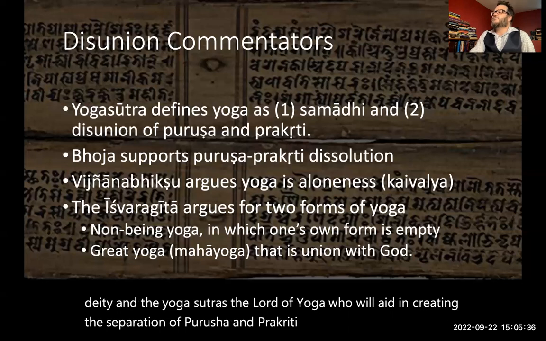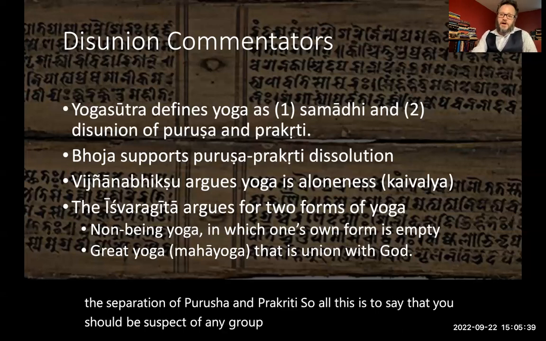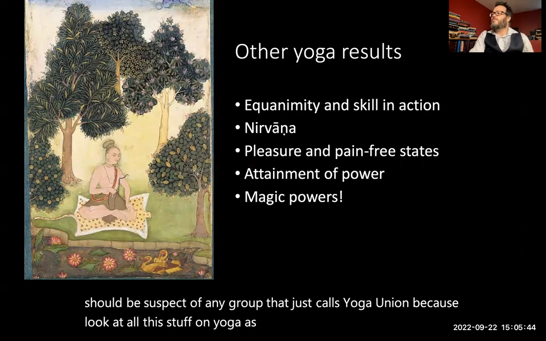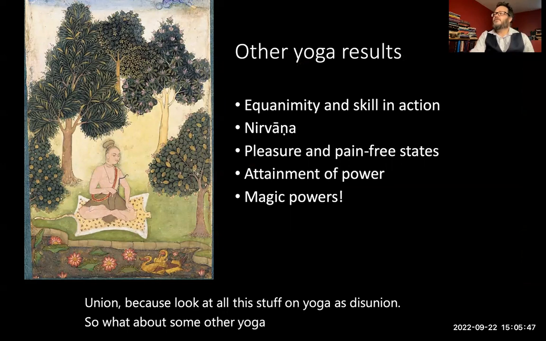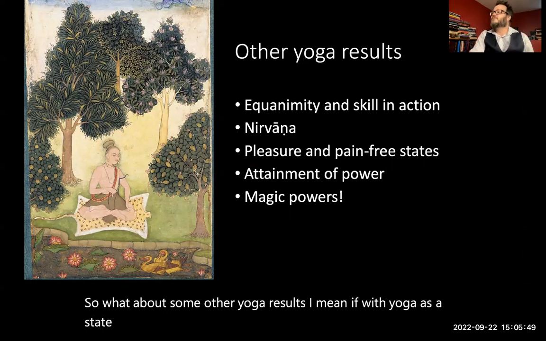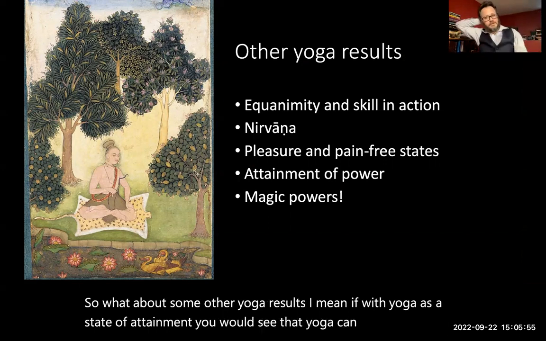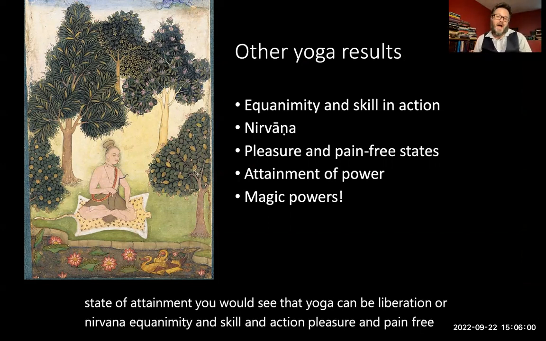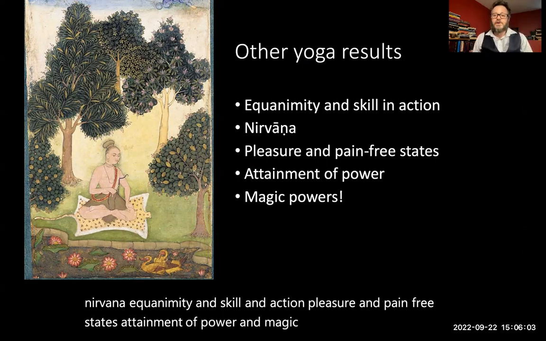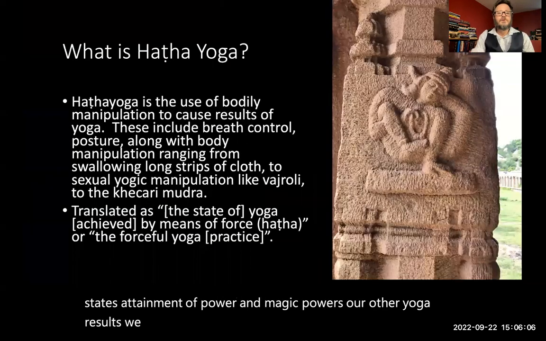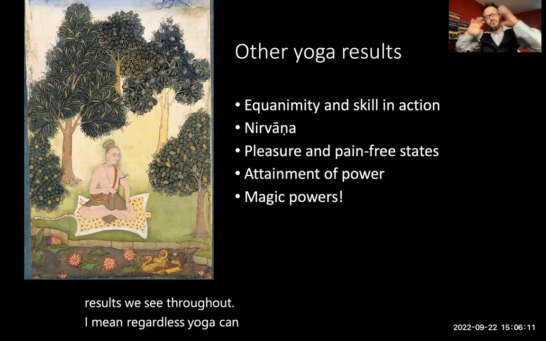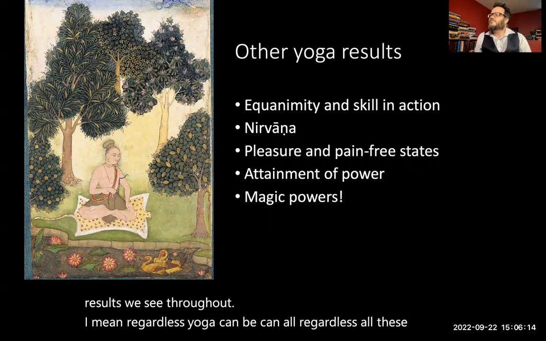So all this is to say that you should be suspect of any group that just calls yoga union, because look at all this stuff on yoga as disunion. So what about some other yoga results? If we take yoga as a state of attainment, you would see that yoga can be liberation or nirvana, equanimity and skill in action, pleasure and pain-free states, attainment of power, and magic powers. These are other yoga results we see throughout. Regardless, all these ideas about yoga can sometimes be valid.